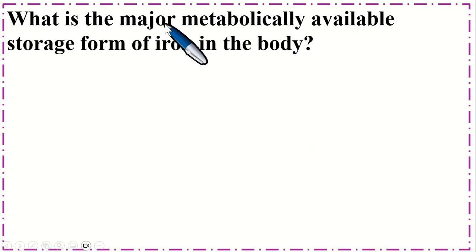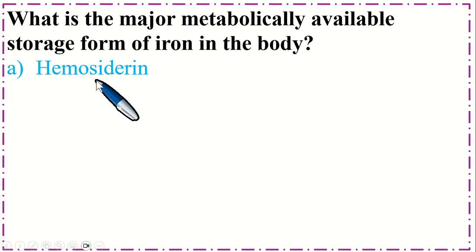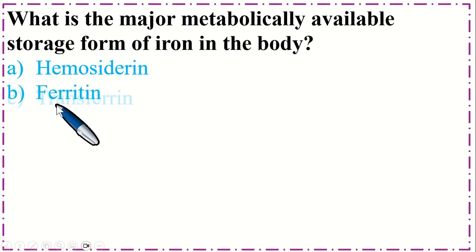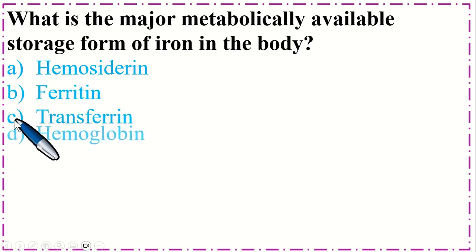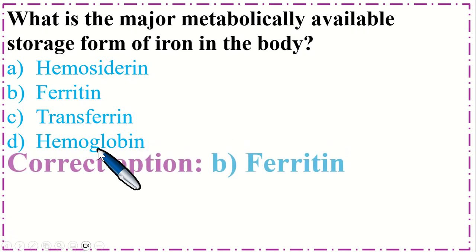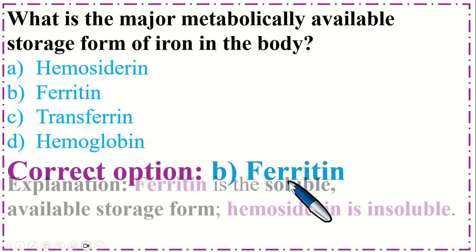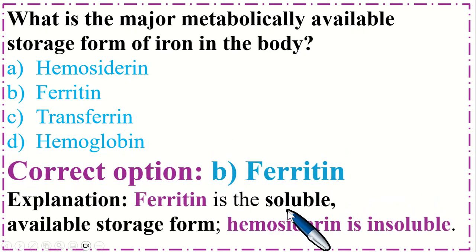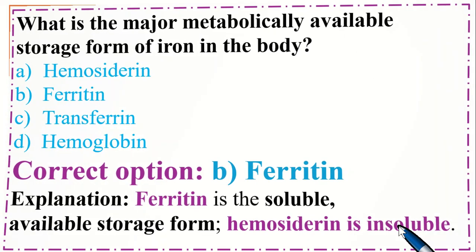What is the major metabolically available storage form of iron in the body? Option A, hemosiderin. B, ferritin. C, transferrin. And option D, hemoglobin. So the correct option is B, ferritin. Ferritin is a soluble available storage form. Hemosiderin is insoluble.